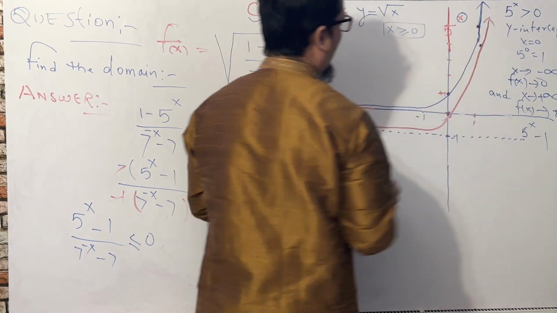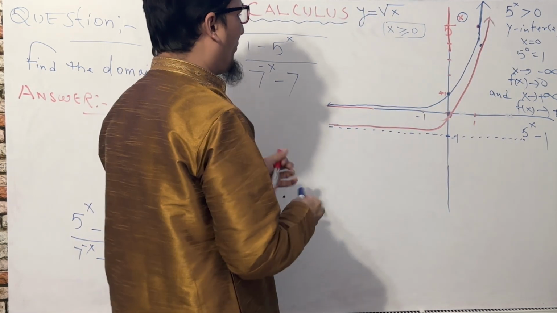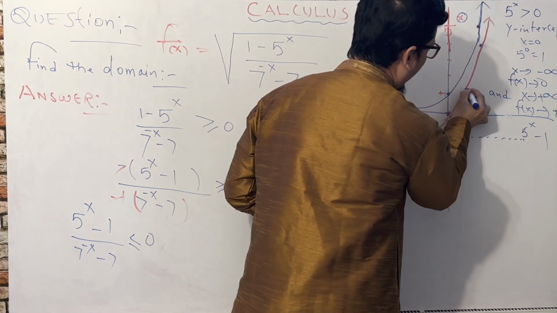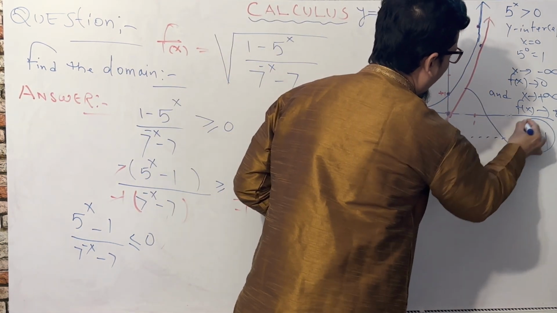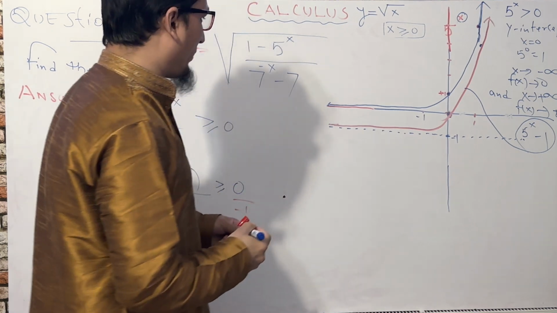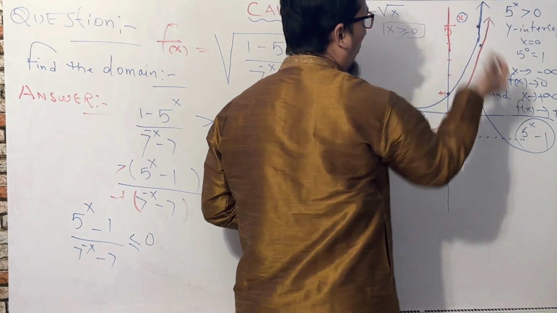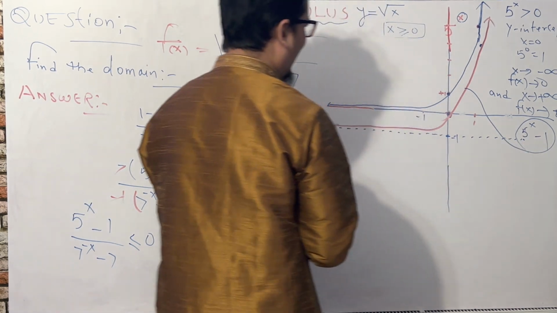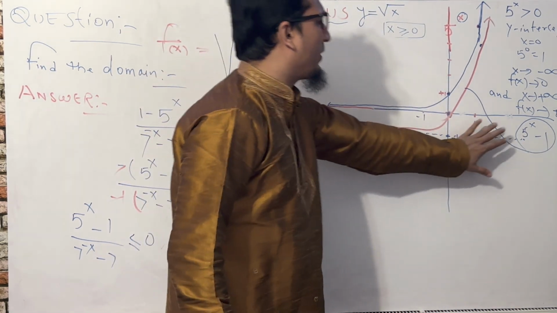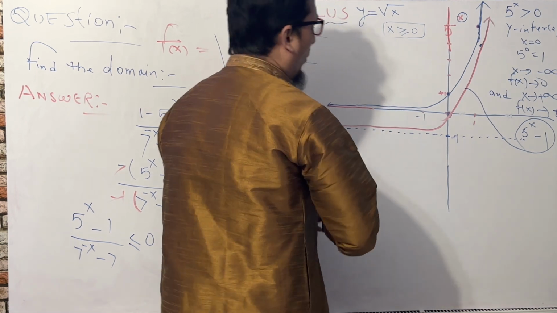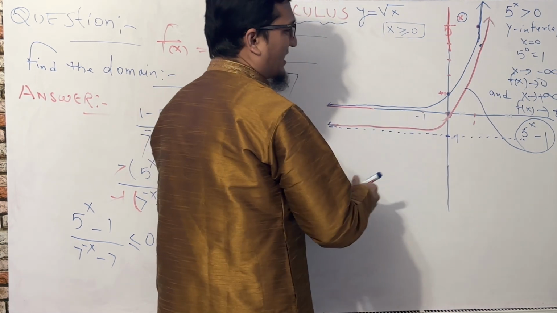So you can say this is the graph of, I'm talking about the red one, okay? This is the graph of 5 power x minus 1, right? This is the graph. I don't want 5 power x, I want 5 power x minus 1. So if you see the behavior of 5 power x minus 1, when x is less than 0, the function has a negative value, right?